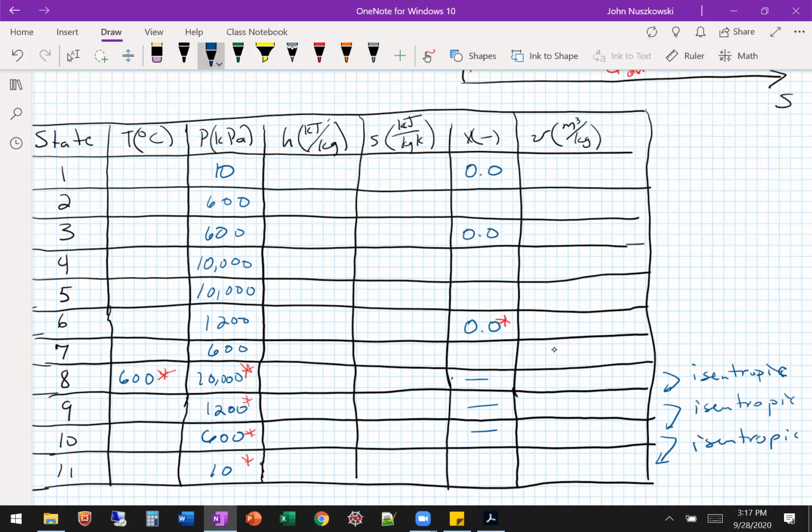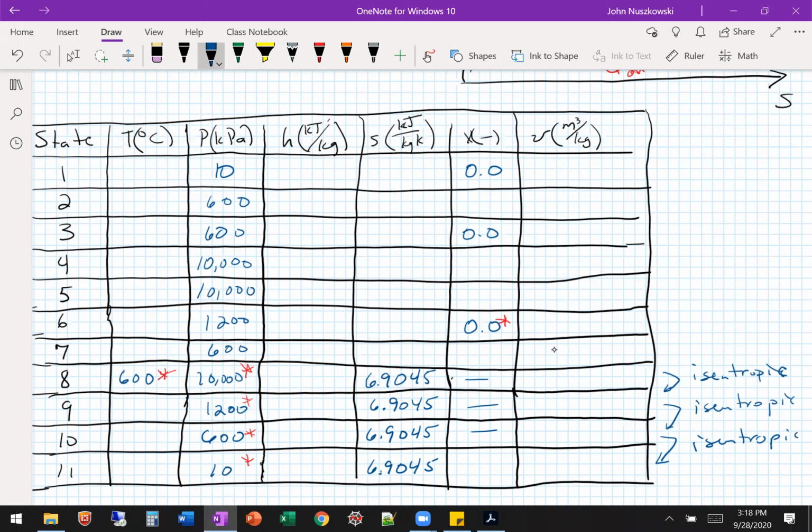So at 8, we know the entropy because we have two independent intensive properties. So we go into the table, and at that pressure and temperature, look up our entropy, and we get it, right? And it's isentropic, as it said, so then the entropy is the same. So with the entropy being the same value all the way through, we have two independent intensive properties for 9, 10, and 11, okay? So we can get anything we want again.